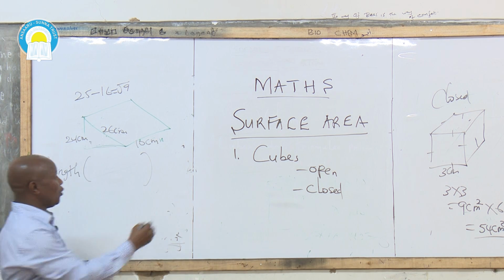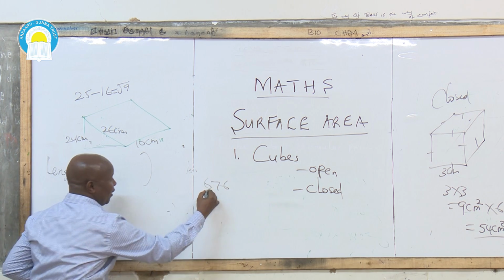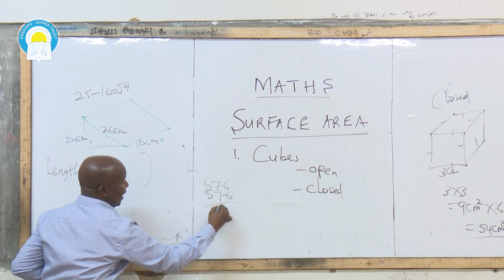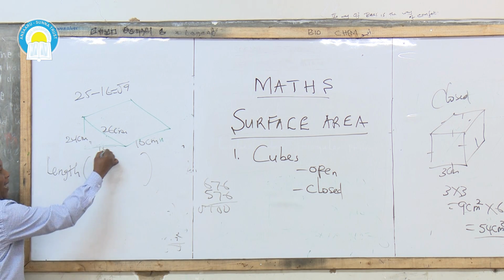26 squared, you get 676. Then 24 squared, you get 576. When you take away, you get 100. The square root of 100 is only 10. So our base here is 10.